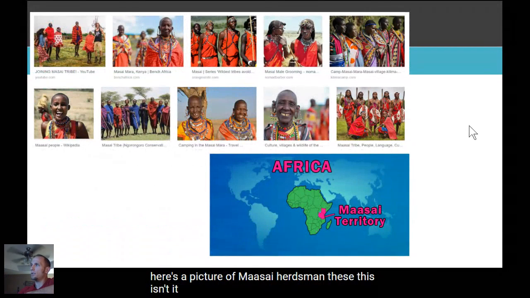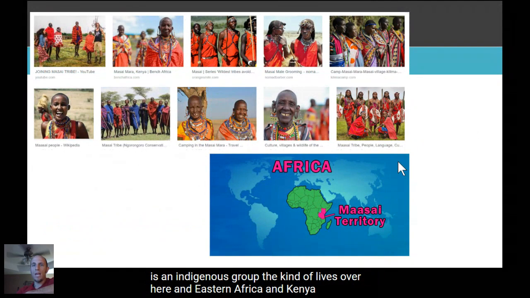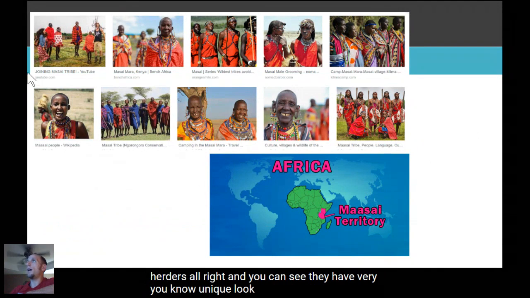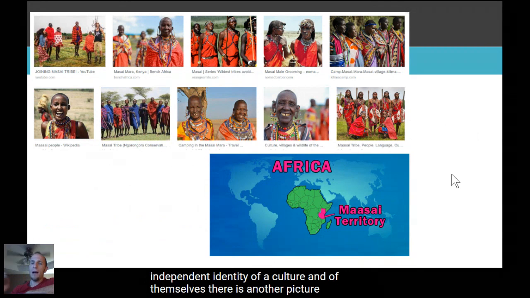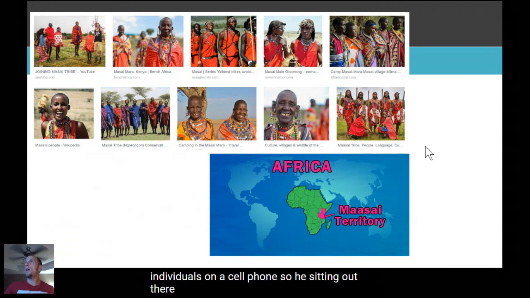This is an indigenous group that lives over here in Eastern Africa and Kenya. They are herders, all right? And you can see they have a very unique look, they are one of a kind. They are very much an independent identity, a culture in and of themselves. There is another picture that I could not find for the life of me, but I've shown it every single year that I've been teaching this class. And it is a picture of one of these individuals on a cell phone. So he's sitting out there maybe with one of these staves in his hand in this tribal gear, and he's on the phone.